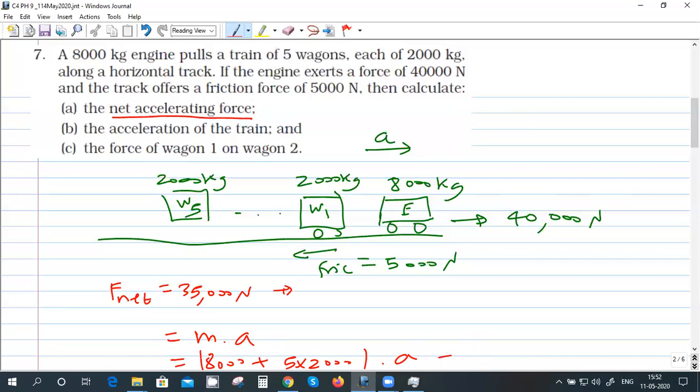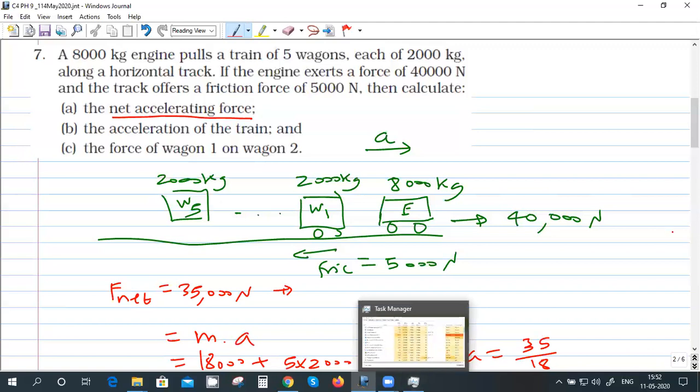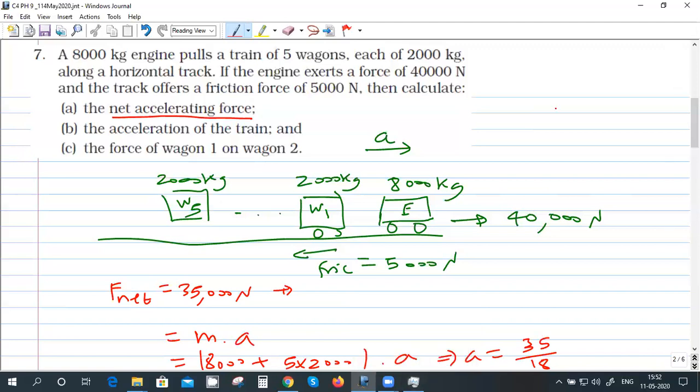So from that, what do you get a as? 35,000 by 18,000. So less than 2. It will be approximately 1.9 or something. Right, so let's leave it at that.